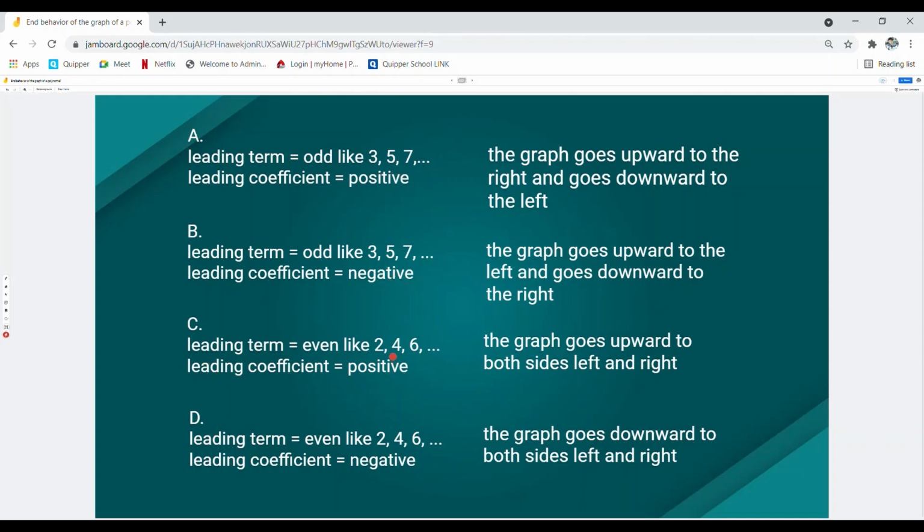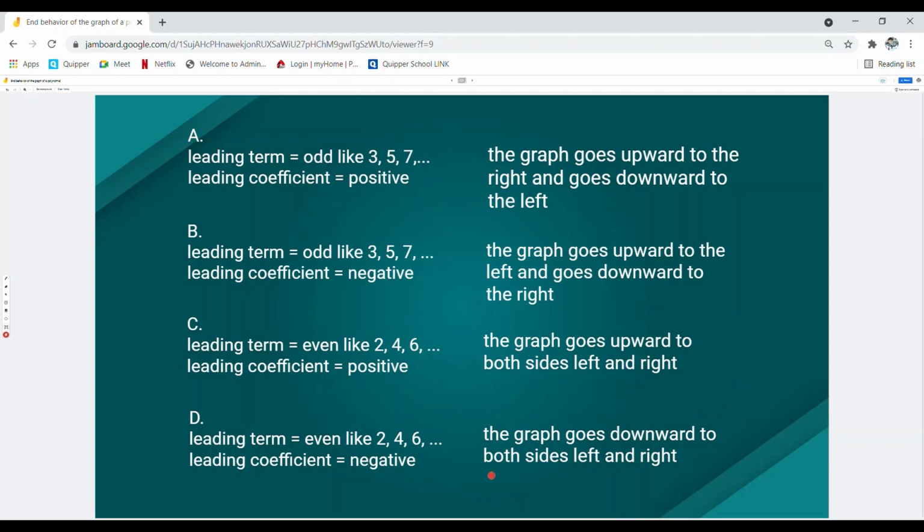Letter C and letter D are talking about even exponents, like 2, 4, 6, 10, and so on. While the leading coefficient is positive, the graph goes upward to both sides, left and right. And if the exponent is even, like quadratic, quartic, and so on, but the leading coefficient is negative, the graph goes downward to both sides, left and right, just like the parabola. Okay, that's how simple it is.